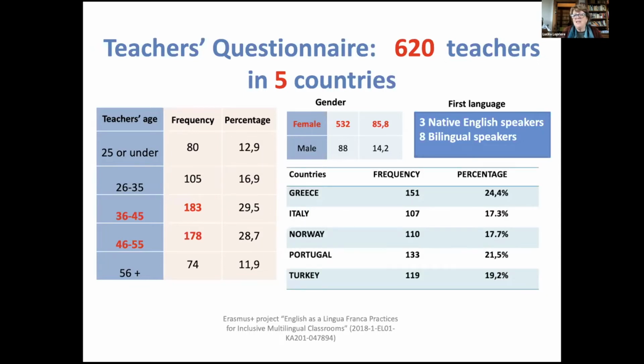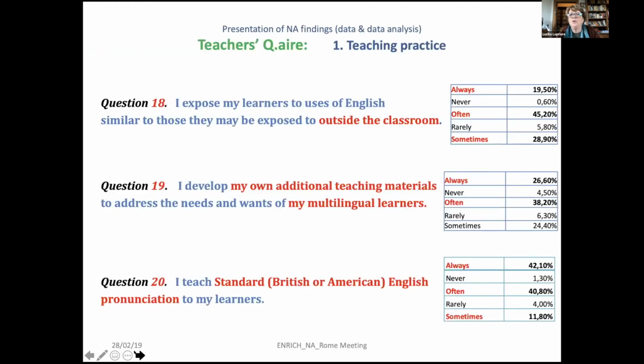Here you can see in this representation the countries, the number of teachers per country and the percentages. You see that most of the countries were well represented, more or less the same, in a range of 107 to 151. So more or less these were the responses that we had. But let's have a look at what they said.